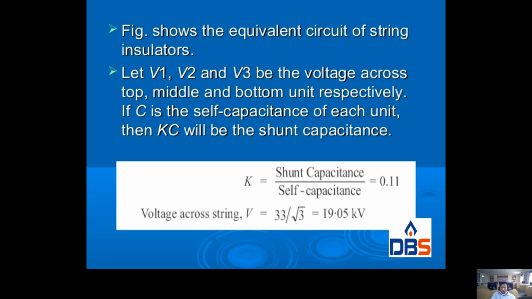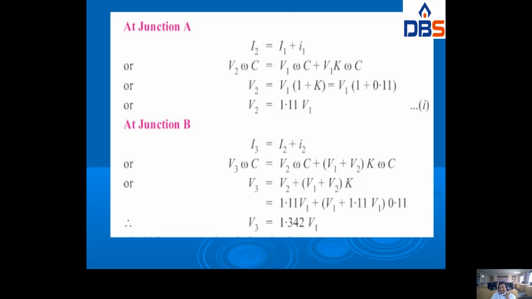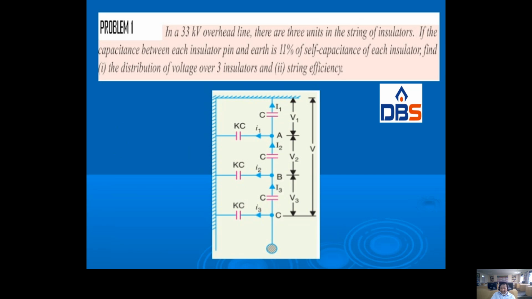Next, apply KCL at junction A. Look at the figure once again. At junction A, apply KCL. What is KCL? At a junction, the sum of incoming currents is equal to the sum of outgoing currents. Otherwise, the algebraic sum of currents at a junction is equal to 0. So apply KCL at junction A. From junction A, small i1 and capital I1 are outgoing, and capital I2 is incoming. Therefore, capital I2 is equal to capital I1 plus small i1.